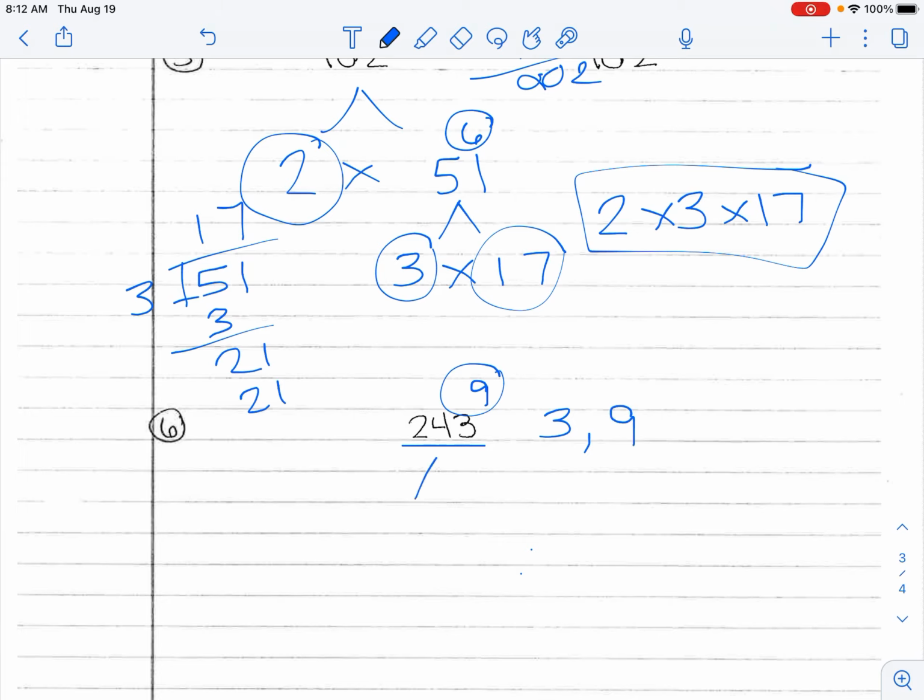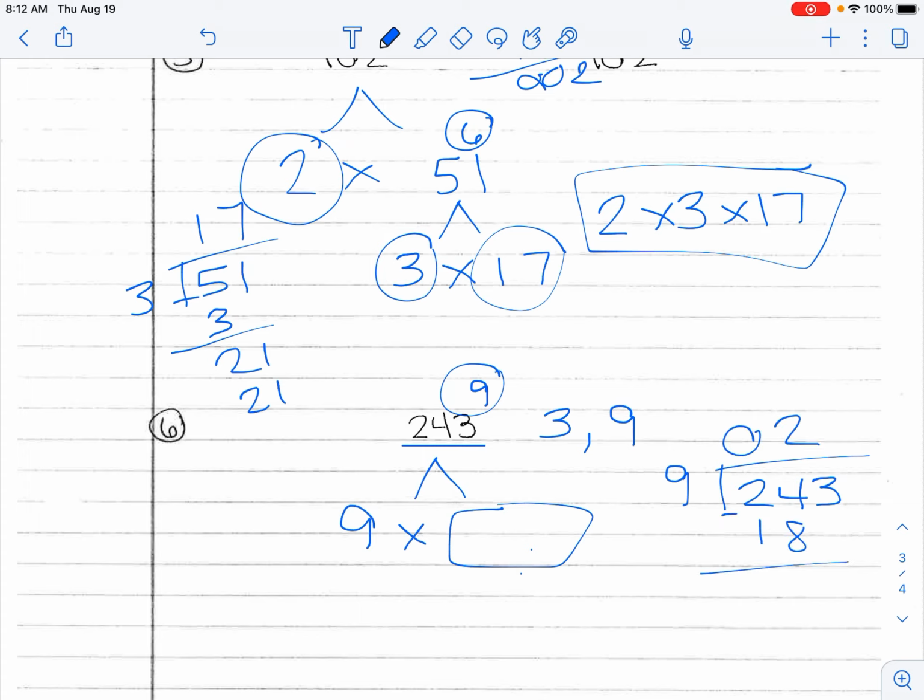Okay, so I'm going to start with a 9. I have no idea what my other factor is over here, so I'm going to divide. Remember, division is the opposite of multiplication. So I'm going to divide 243 by 9. So now 9 times 2 is 18. Borrow. 14 minus 8 is 6. Drop your 3. And I know 9 times 7 is 63. Okay, so this number right here, 9 times 27 is 243.